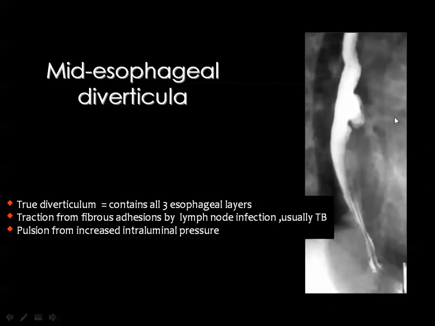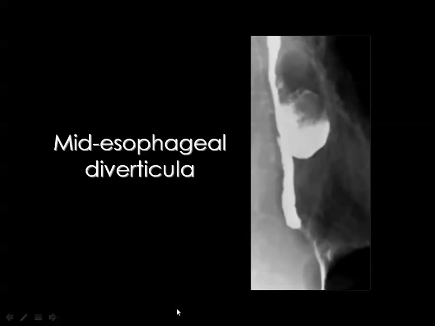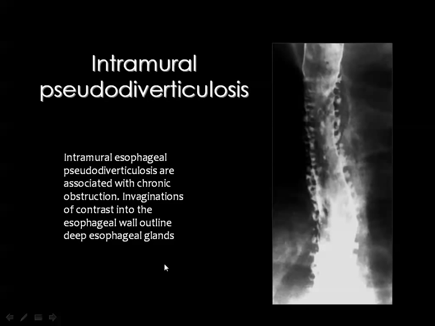And this is an example of a mid-esophageal diverticulum, which is a true diverticulum and contains all three esophageal layers, and the traction diverticulum from fibrous adhesions by lymph node infection, which are usually secondary to TB. This is also an example of a mid-esophageal diverticulum.